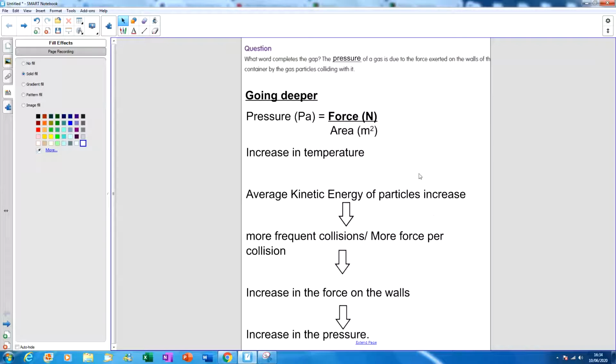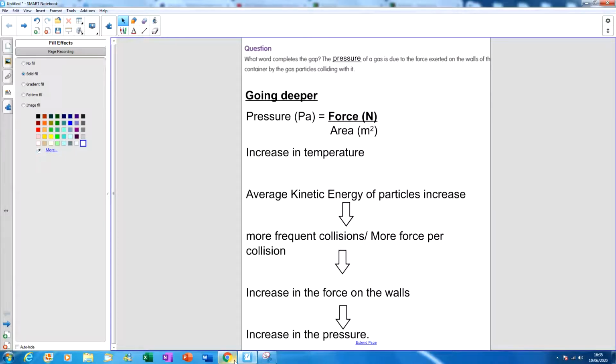And what I'd like you to do in this video is to have some paper and to jot down the key points about these questions that I've included in the going deeper section. So the first thing I'd like you to write down is that pressure is equal to force divided by area. And when force is in newtons and area is measured in meters squared, the pressure is in a unit called pascals, and that's capital P and little a.